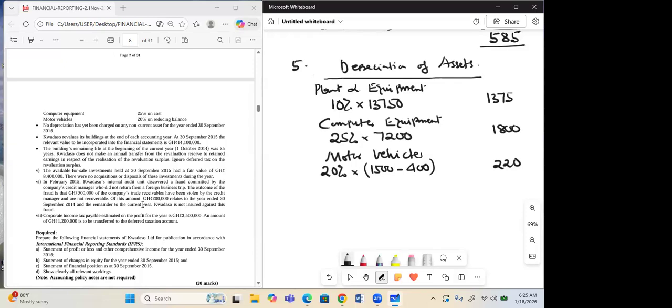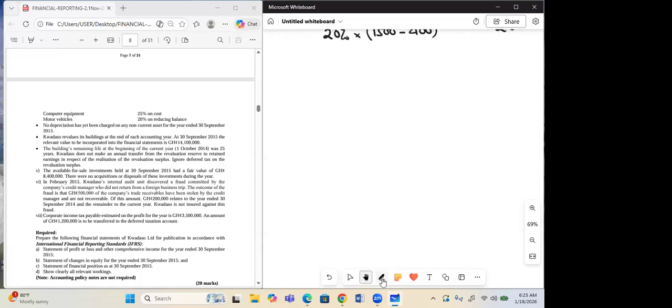Okay, so let's see. So the building, there was a revaluation. So let's go and tackle the revaluation of the building. When we see the depreciation, then we come and put it back. So let's go to working 6 and do revaluation of the building separately.